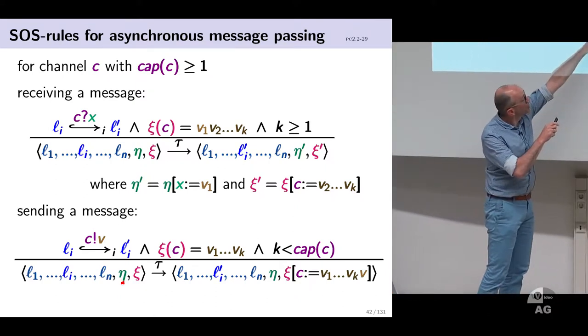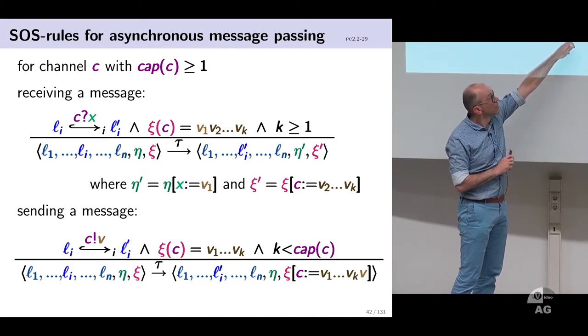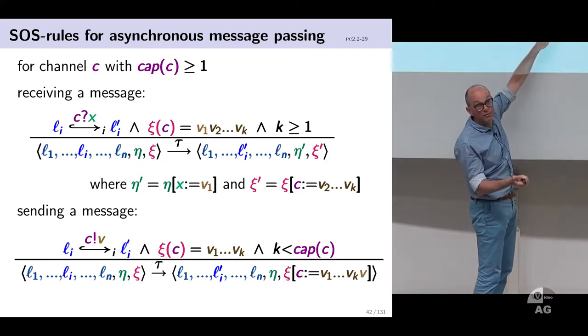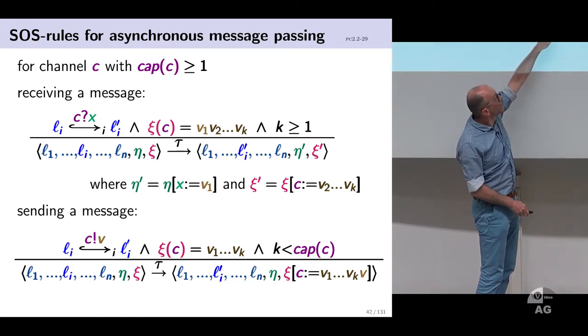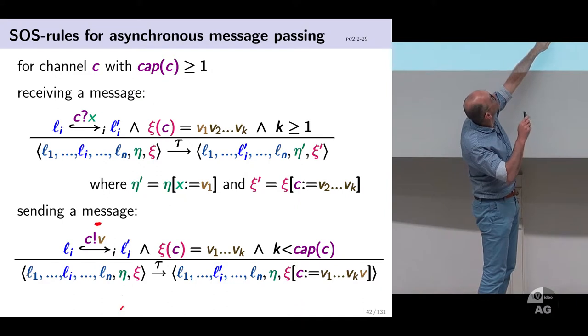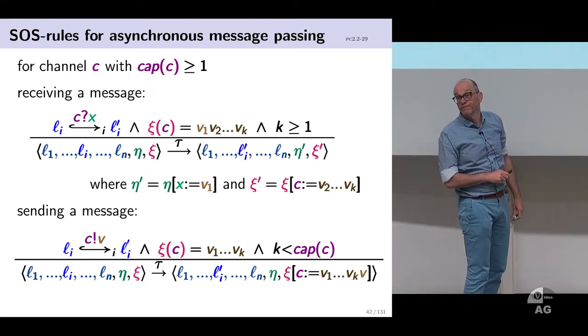The variable valuation is not affected because we do not do any assignment to any of the shared variables. The only thing that changes is the channel. And what's changing to the channel? Well, only the channel C, because that's the channel we are affecting. All the remaining channels are not affected. And that means the new valuation is the same as the previous one, except that channel C gets a new content. What's the new content? Well, it's the old content, V1 to VK, and we append the new value V at the end of the buffer.